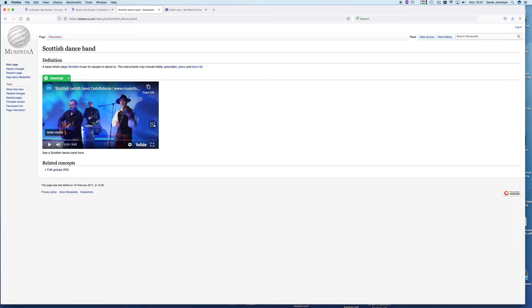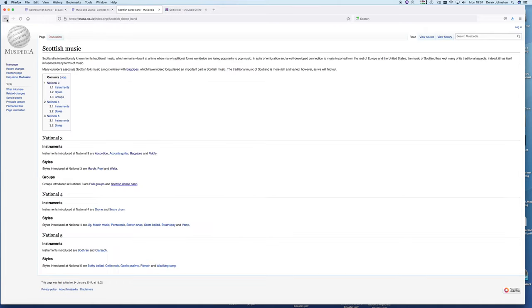As long as you know the sound of that, you'll know what a Scottish dance band sounds like. You'll not get mixed up between a Scottish dance band, for example, and a jazz band or a rock band. You'll know the sound of it. Okay. Right, that one's done.